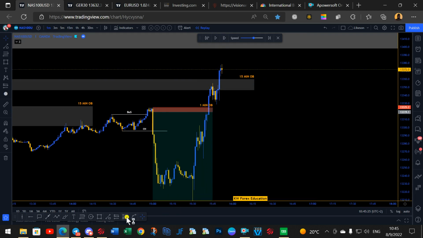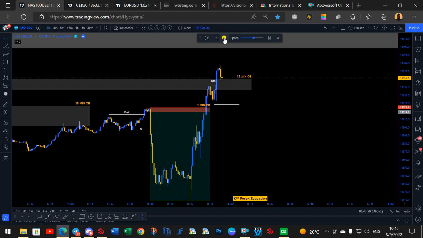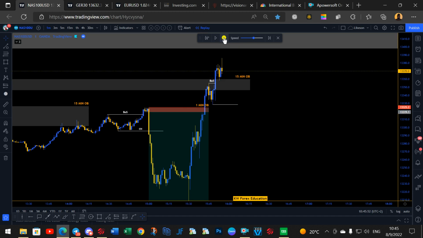To see if I was going to get any reaction after it mitigates. It was already near. So that was my break of structure there, and that would act as my lowest point, right? I want to see this broken before I can look for any selling opportunities.